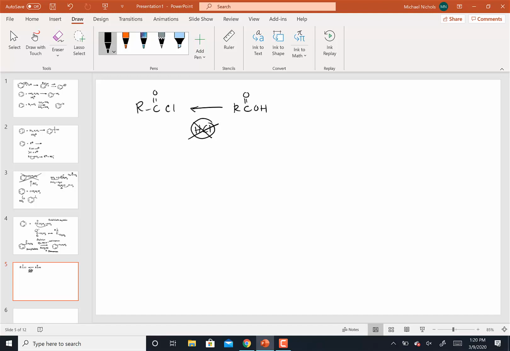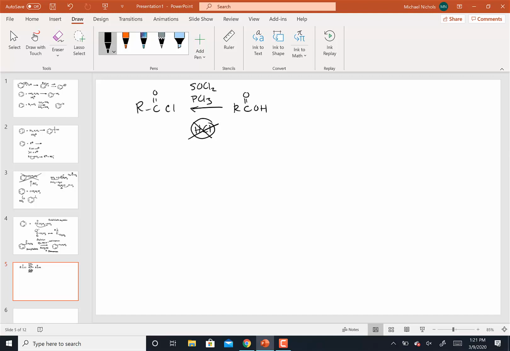SOCl2 and PCl3, PCl5. So those are the reagents that we would use. We would use SOCl2 or something like PCl3. You could also make the acid bromide as well, but typically we make the acid chloride. HCl is the one reagent that will not work, so that's the one we don't want to use. Okay.